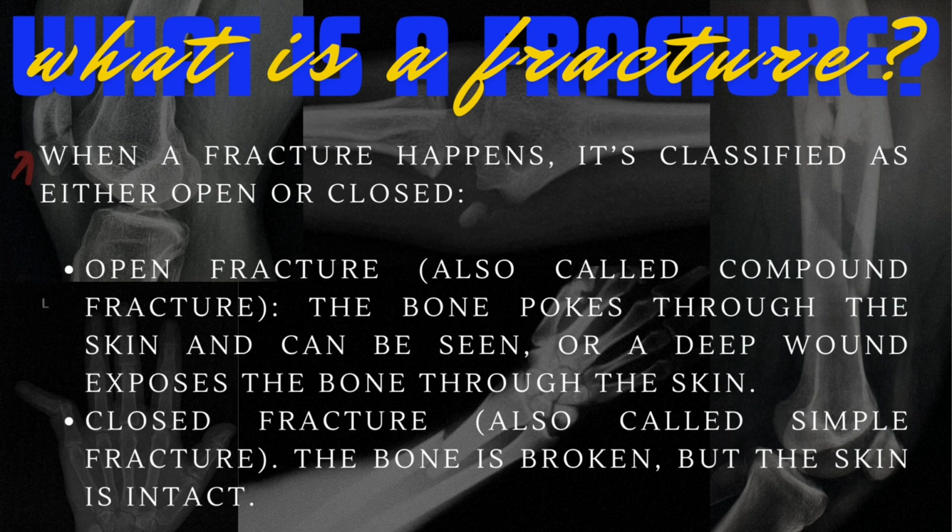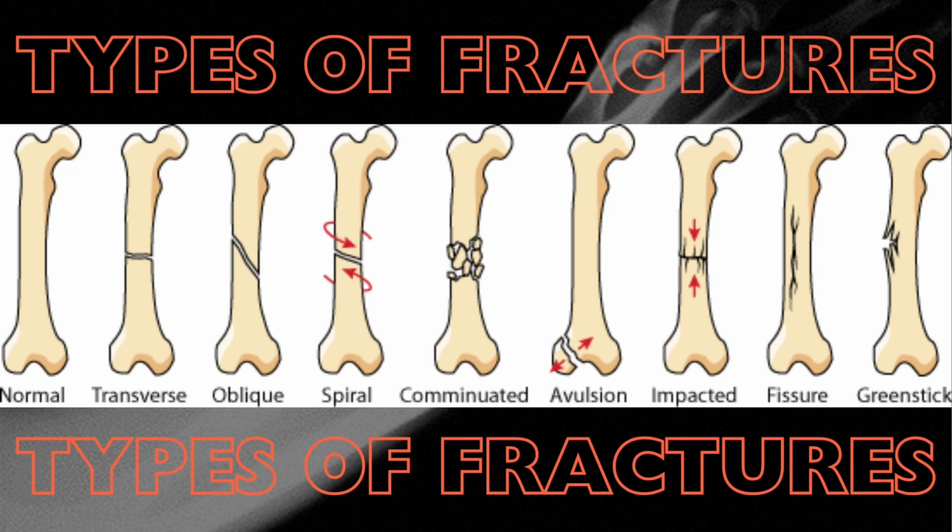Next, when a fracture happens, it's classified as either open or closed. Open fracture, also called compound fracture, is when the bone pokes through the skin and can be seen, or a deep wound exposes the bone through the skin. Next, we have closed fracture, also called simple fracture, which is when the bone is broken but the skin is intact. We have the types of fracture: transverse, oblique, spiral, comminuted, avulsion, impacted, fissure, and green stick. That is going to be discussed by us.